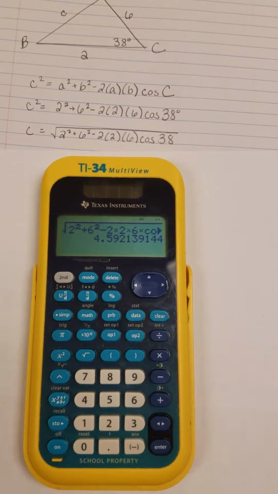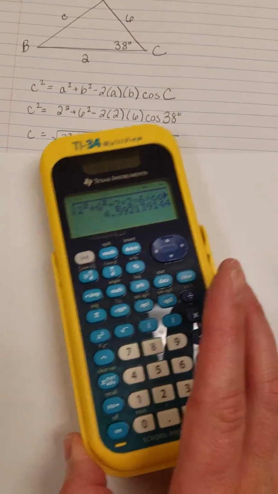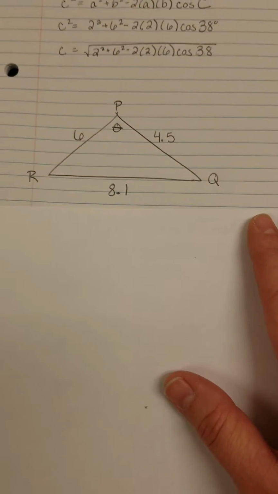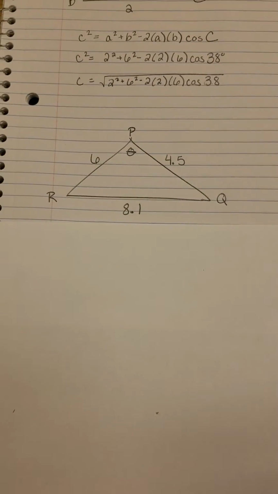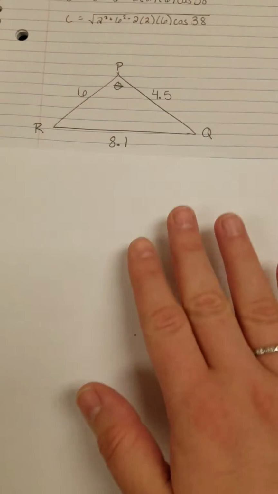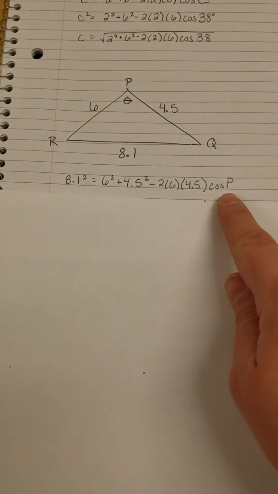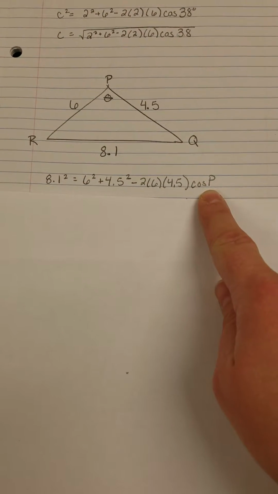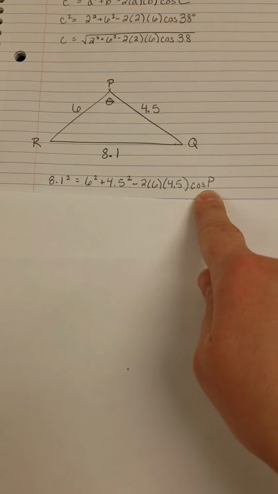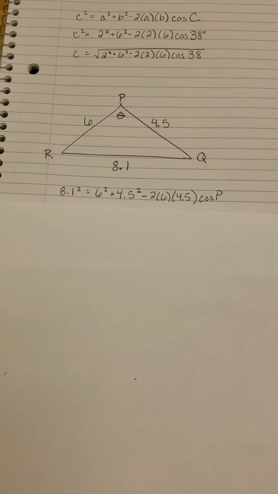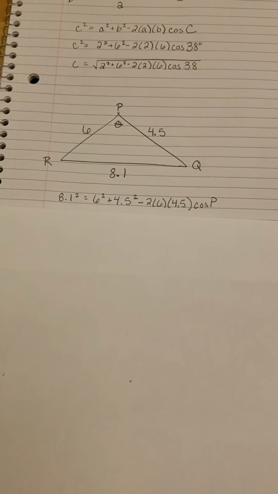Sometimes though it's not quite as simple as that because sometimes we're going to have to find our angle. And when we have to find our angle, our law of cosines is still the same equation, but now we are going to have to use our inverse cosine. We know we have to use the inverse cosine because we're taking the cosine of a variable.